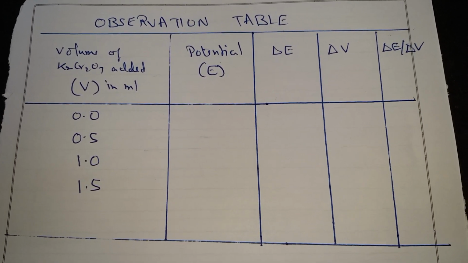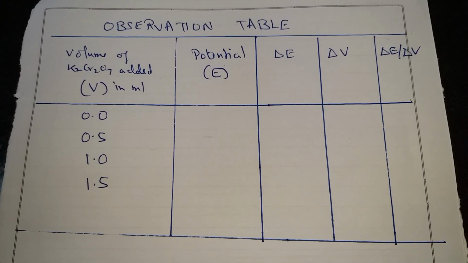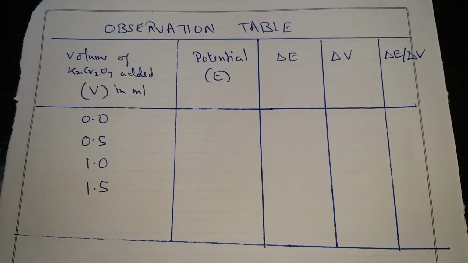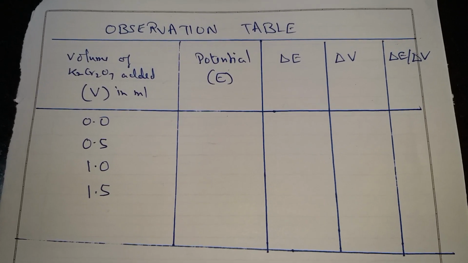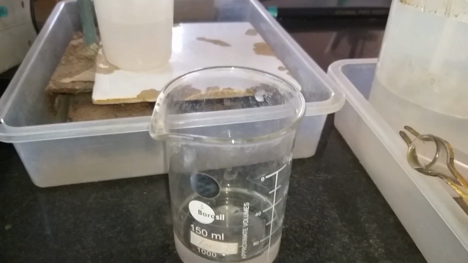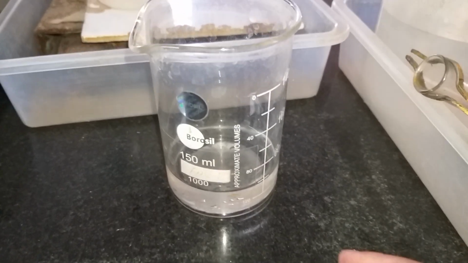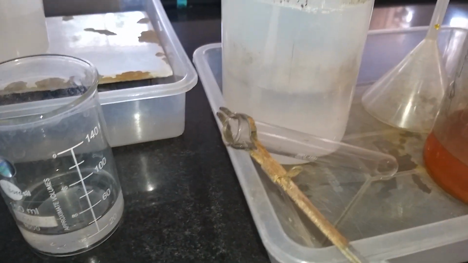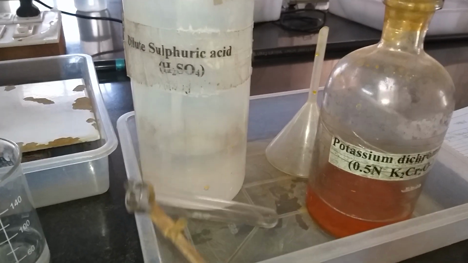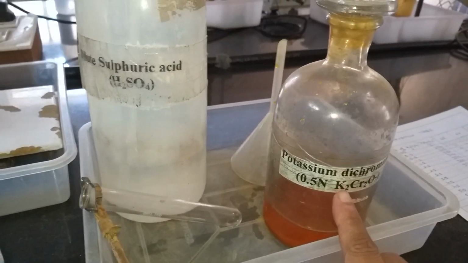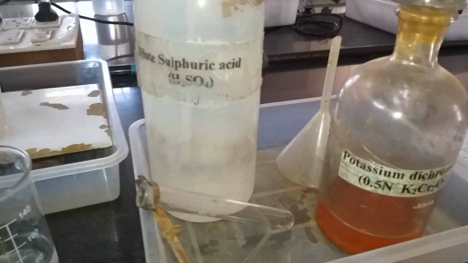recording the observations. Second thing is, we will collect the test solution and acidify it with 2 test tubes of dilute sulfuric acid. So I have taken the solution here in the glass beaker, to which I have added 2 test tubes of dilute sulfuric acid with the help of this test tube. Filled the burette with 0.5 normal potassium dichromate solution.